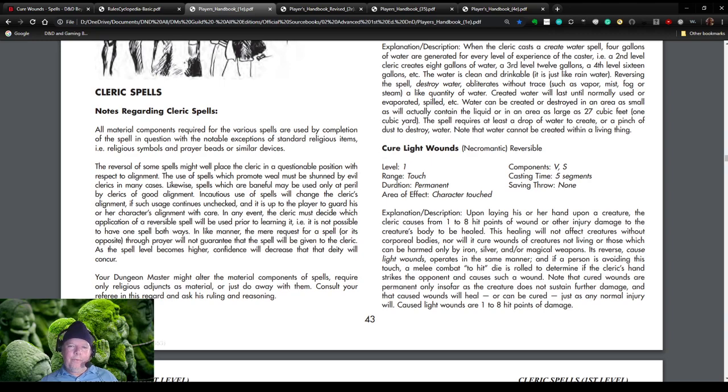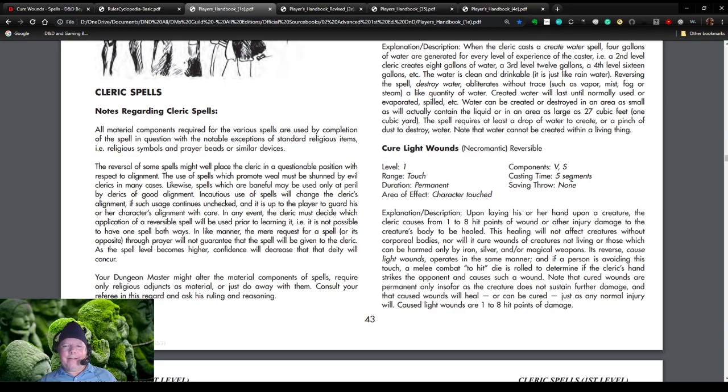Again, it's a level 1 spell, touch, and this will heal 1d8 points of damage. So very similar to 5th edition, but it doesn't have that caveat of adding your spellcasting modifier. Another interesting change is it's necromantic. It's evocation magic in 5th edition, but it's necromancy magic in 1st edition.